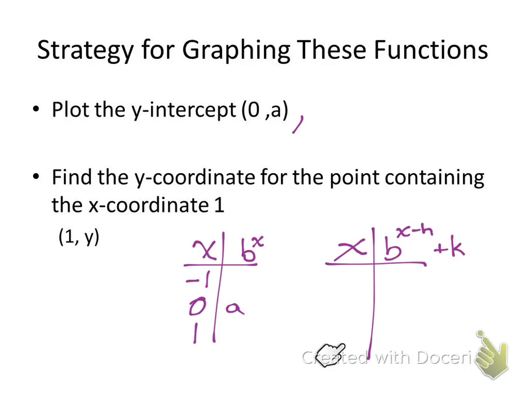And then you plot this table, keeping the shape, keeping that cashew shape. If you have a plus k on the outside here, you've got to recognize that that'll also affect that asymptote. The asymptote may not always be 0.